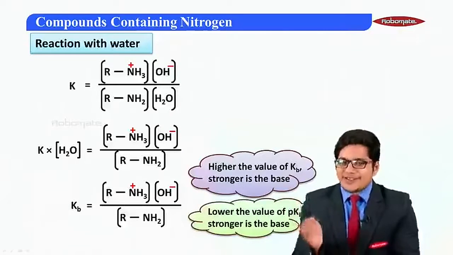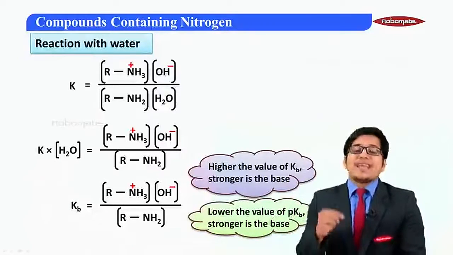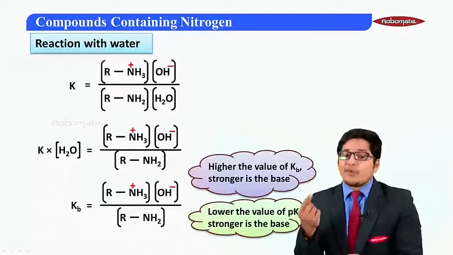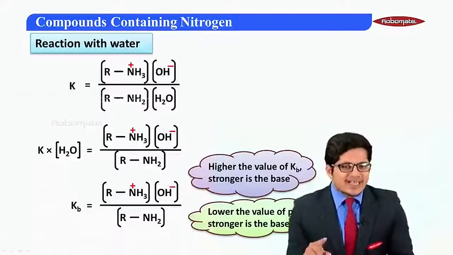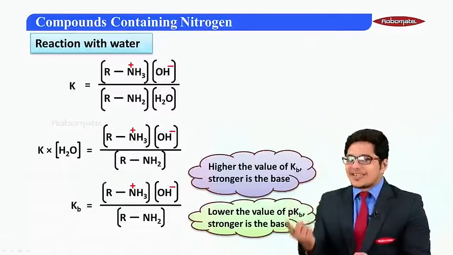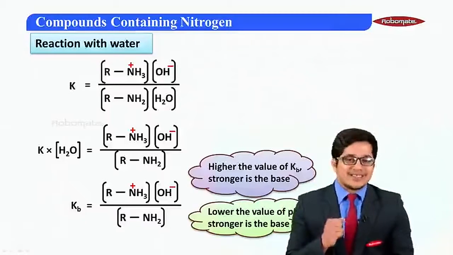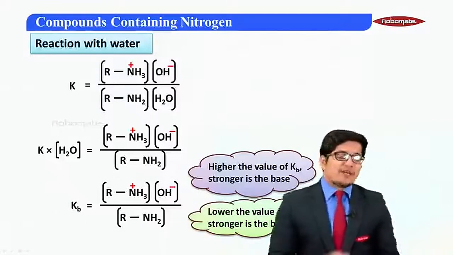Now we all know that if the value of Kb goes on increasing, the base becomes stronger. But if the value of pKb goes on increasing, the base becomes weaker. So higher the value of Kb, stronger is the base. Lower the value of pKb, stronger is the base. Right? This would be the last point, a very important one.